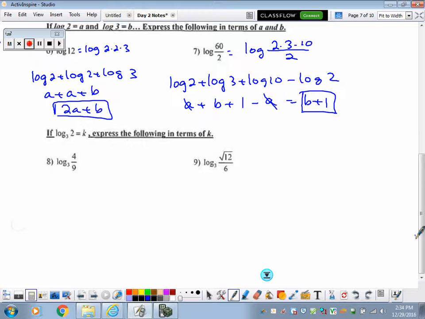Last 2, 8 and 9, again, work on it on your own for a couple of seconds or with the person sitting next to you, and then play back the video when you're ready to check your answers.